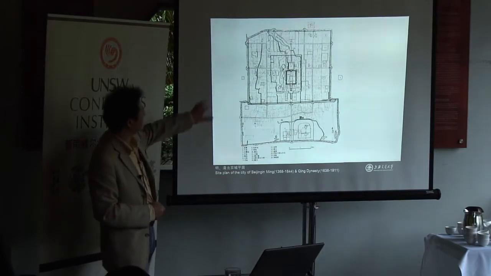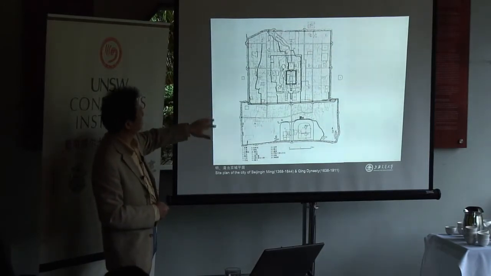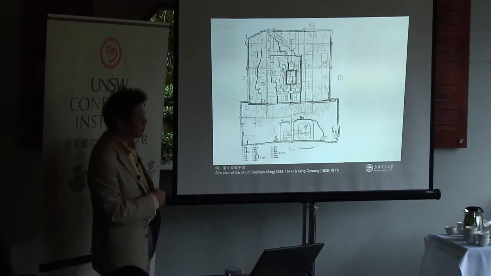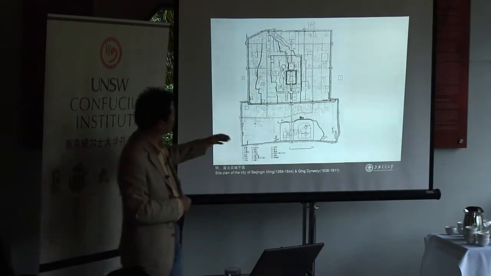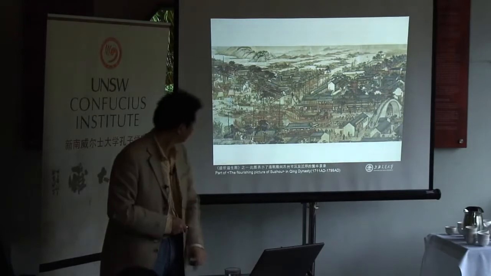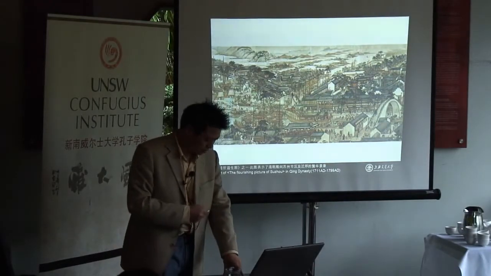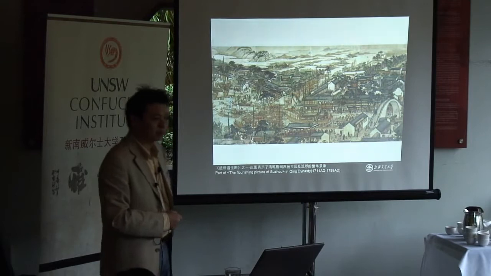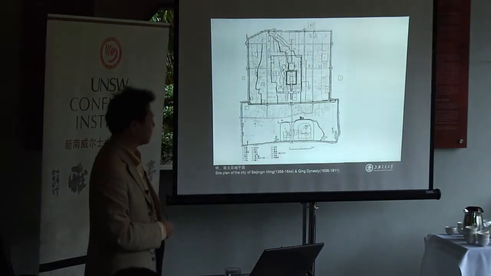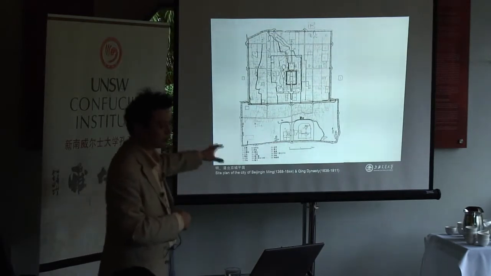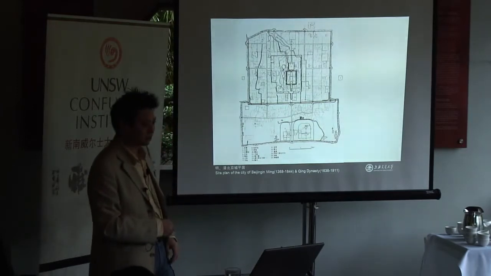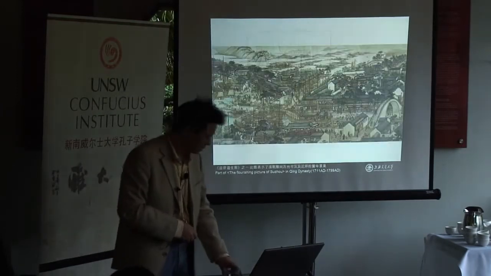Okay, this map is the Ming Qing Dynasty Beijing city plan. If somebody have been to Beijing, maybe can learn a part of it. There are a lot of different elements. Yeah, and now it's much bigger than this one. This is only in Ming and Qing Dynasty, the master plan of the city.